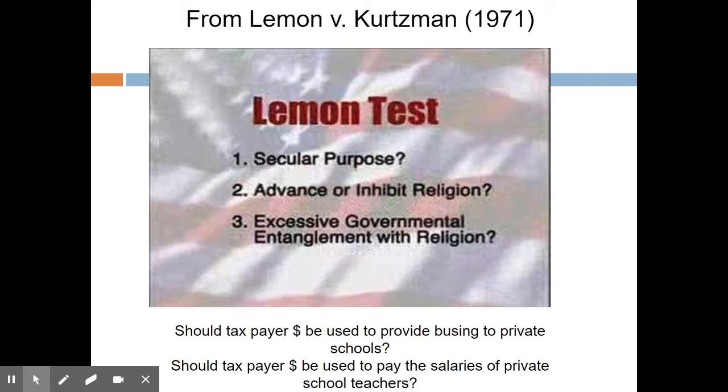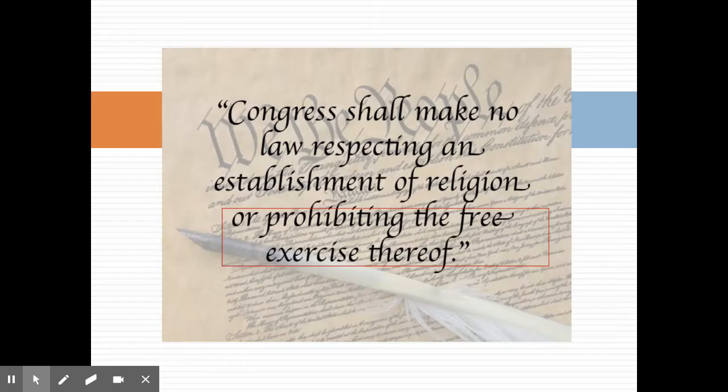However, they've allowed taxpayer money to be used to bus to private schools. But should taxpayer money be used to pay the salaries of private school teachers? The Supreme Court ruled that that was too much of an involvement between government and religion. So they struck that down, right? So they think differently on this depending on how you look at it.